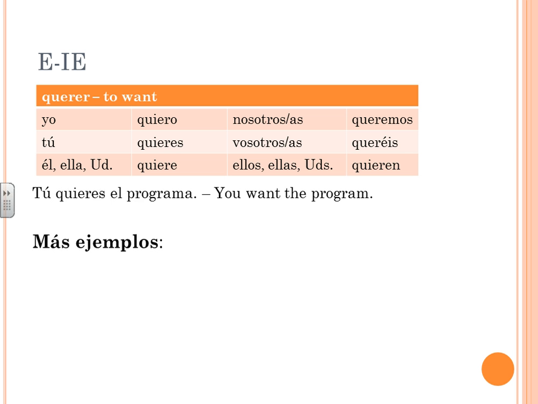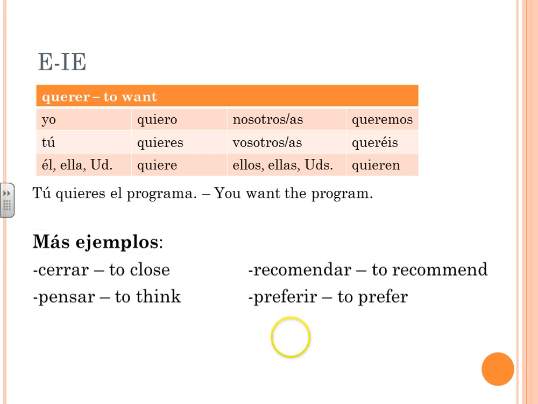And of course, a few more examples of E to IE stem changers. Verb cerrar, to close. Pensar is to think. Recomendar, to recommend. Preferir, to prefer.